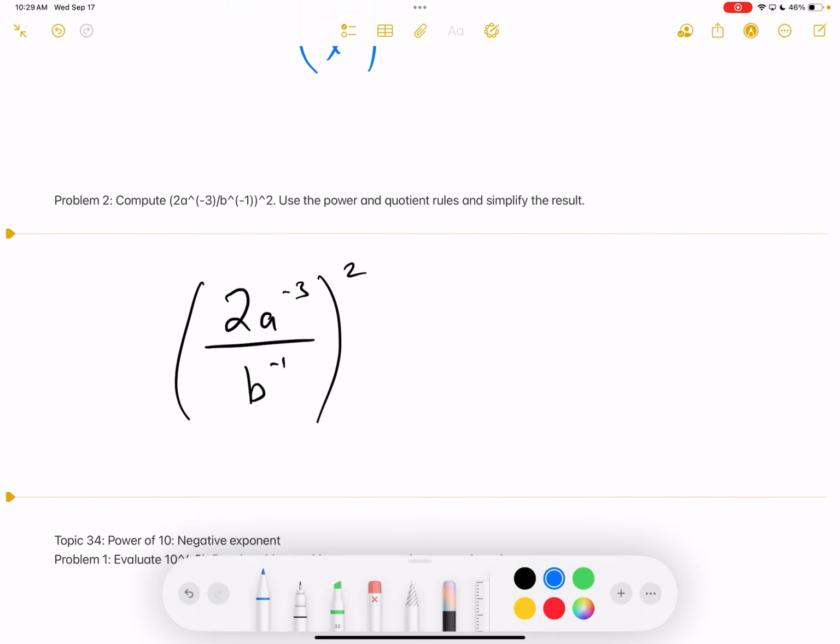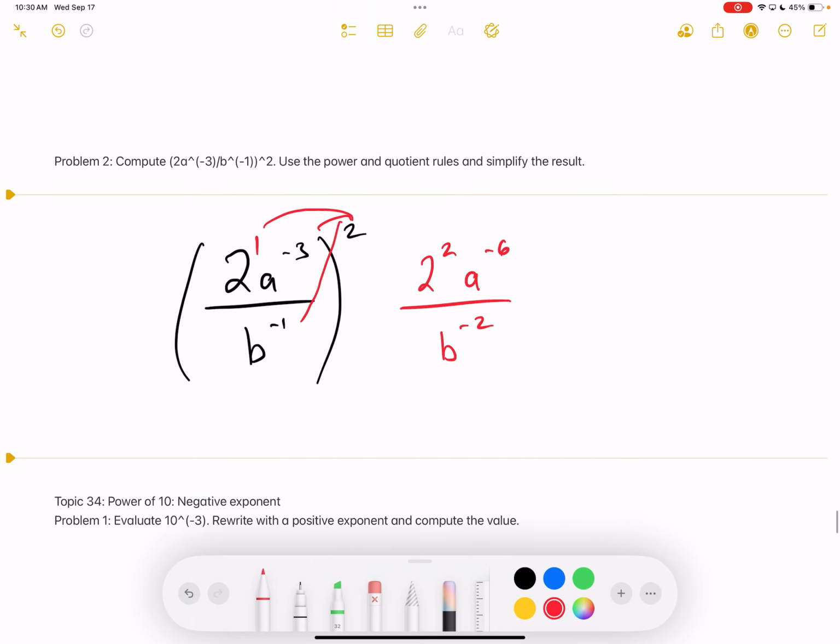So like this one, how many exponents are in there? 3. So I get 2 squared, a to the -6, and b to the -2. 2 squared is 4. A to the -6, to make that positive, it's going to come down here. To make this b to the -2 positive, I move it up here.